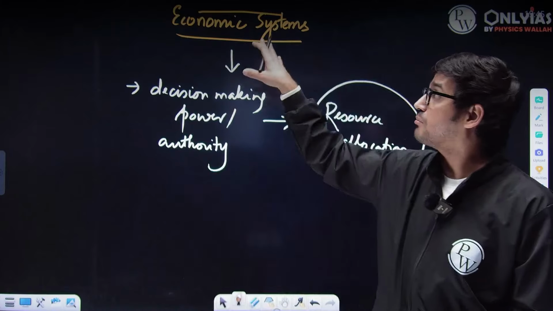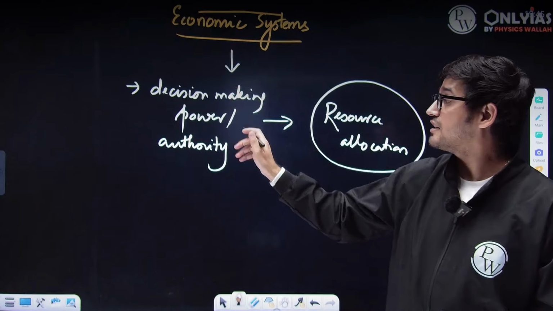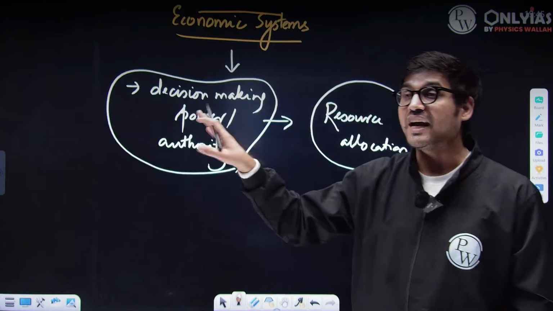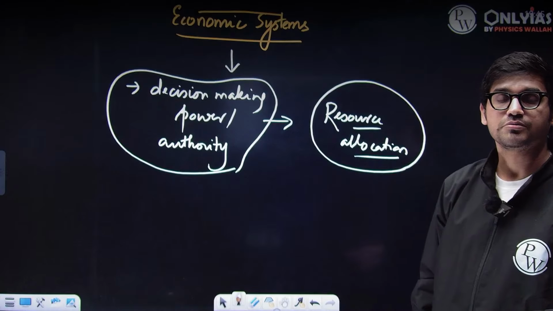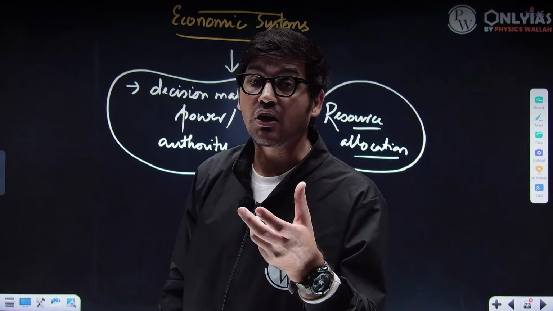That is what economic systems are concerned with. Economic systems are concerned with the decision making, with the authority that will determine where resources are going to go. Who has the decision making power? Who has this role?